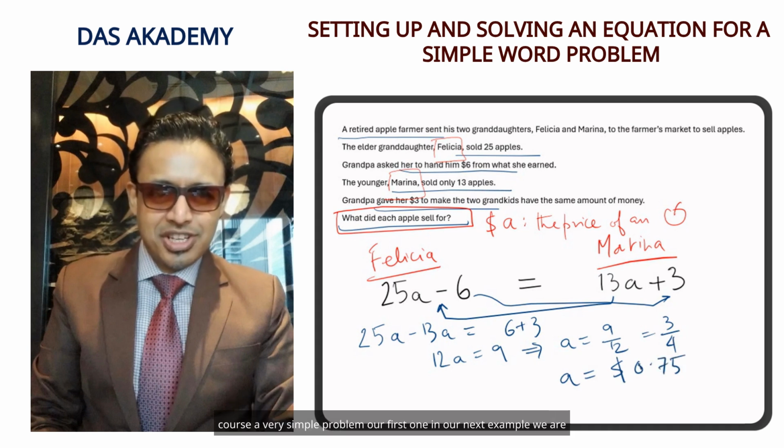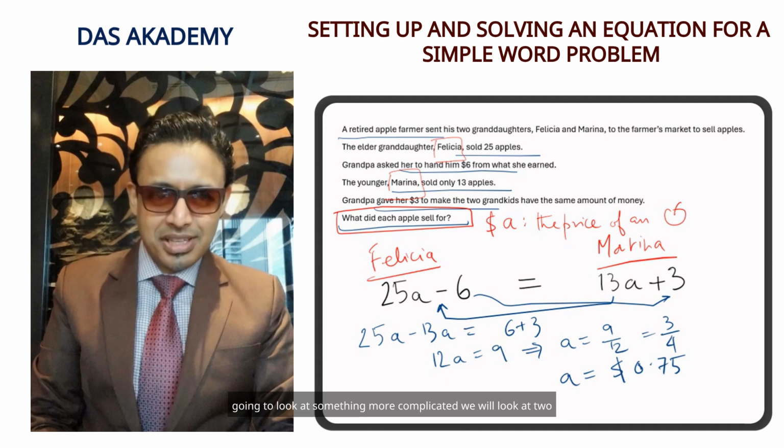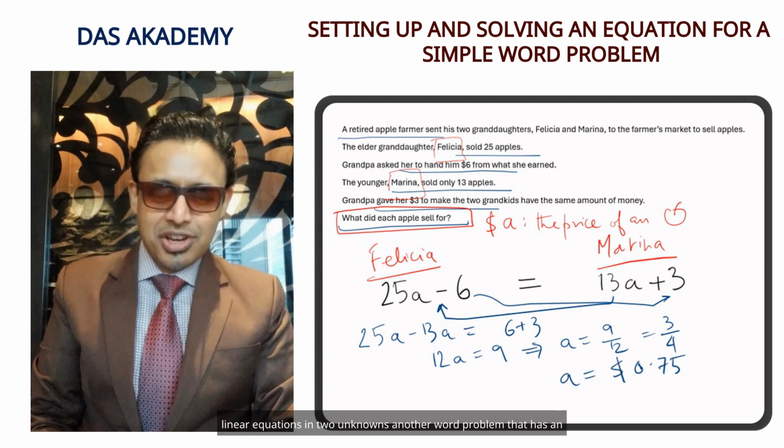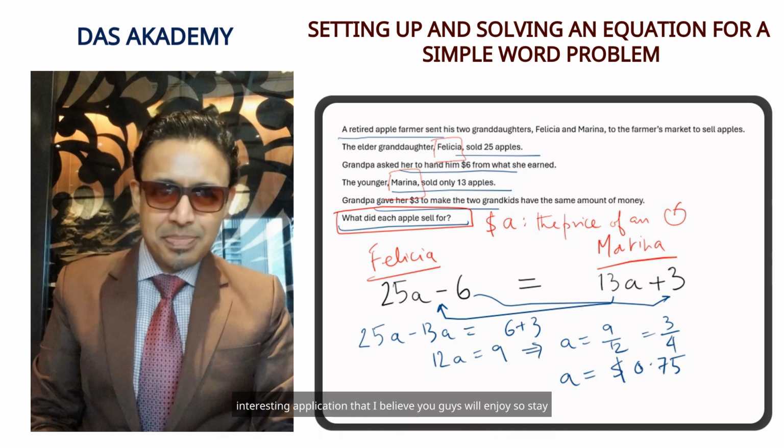This was, of course, a very simple problem, our first one. In our next example, we are going to look at something more complicated. We will look at two linear equations in two unknowns, another word problem that has an interesting application that I believe you guys will enjoy. So stay tuned for that.